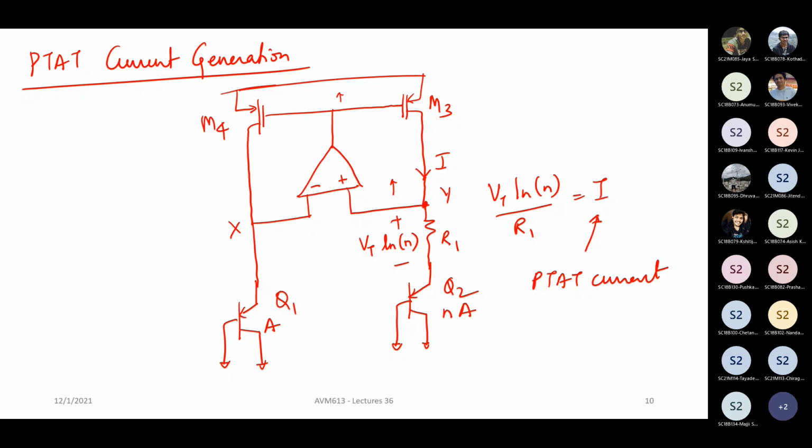Now, basically all that you need to do is take the current which is flowing through this branch and copy it. The current that is going to flow through this thing is also going to be a PTAT current. So PTAT current generation becomes very easy.